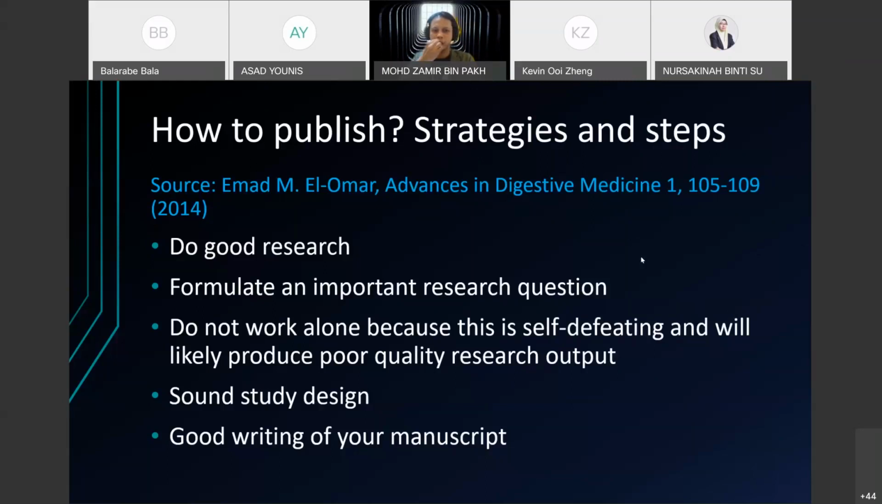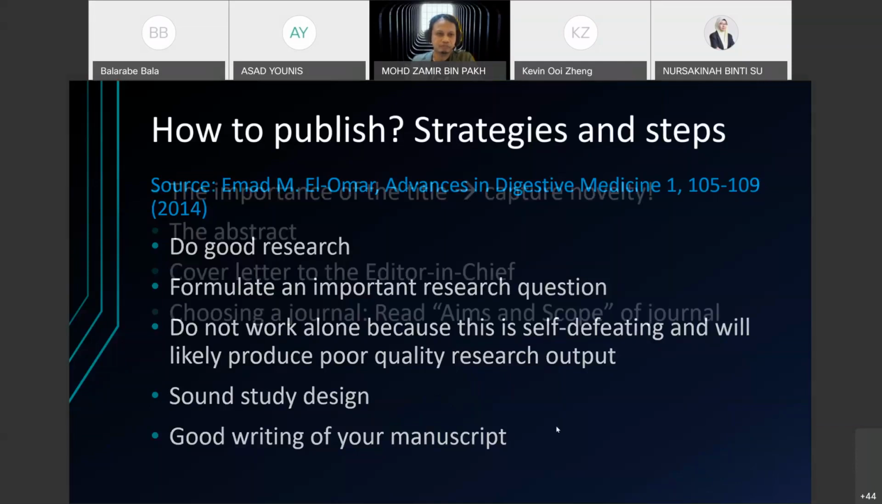experimental design carefully. So do not work alone, because this is a self-defeating practice and will likely produce a poor quality research output. So that's why you need to work in a team, discuss with your supervisors, having monthly progress meeting together with your supervisor and team, exchange ideas, present in conference, ready to hear arguments on your research design and improve your research. Sound study design, good writing of your manuscript.